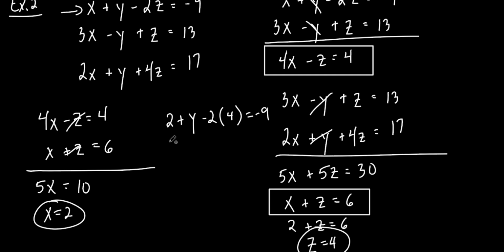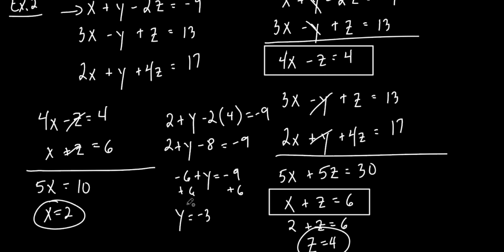So I'm not going to do too much in my head. I'll just write down all the steps. This is going to be minus 8. Everybody see that? Negative 2 times 4 equals negative 8. Add like terms. 2 minus 8 is negative 6 plus y equals negative 9. Add a 6 to both sides. So what is y? Negative 3. But I don't want to write my answer like this, okay?